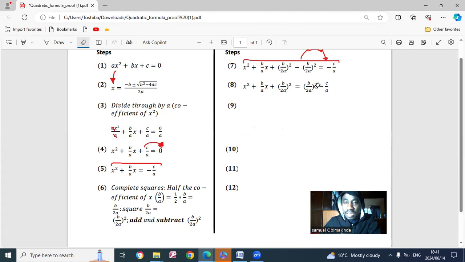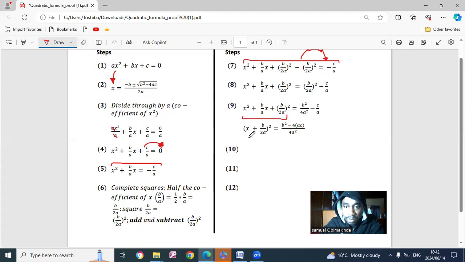We just want to expand this (b over 2a) all squared. The terms on the right-hand side of this equation remain the same. As you can see, now we expanded this (b over 2a) squared. So b over 2a times b over 2a will give us b squared over 4a squared. Then in this step, we rewrote this expression. This whole expression can be written as this.